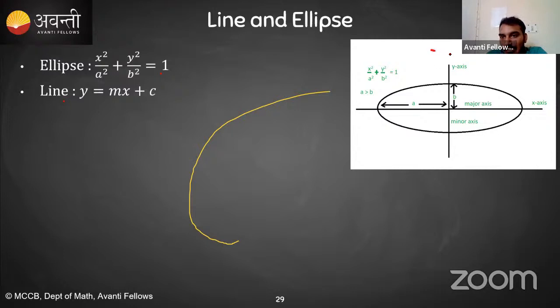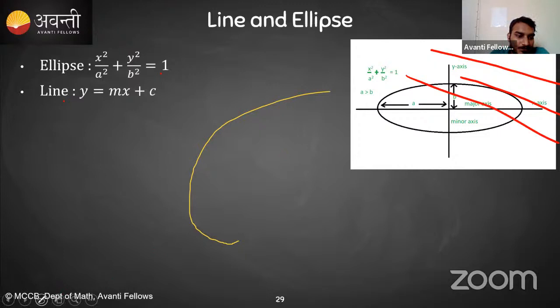Okay, let's say this is one possibility, line is passing outside. Let's say this is another possibility, that line is a tangent, and this is the third possibility, that line is a secant. Is this clear? So there are three possibilities. This is passes outside, and this is tangent, and this is secant. Is this clear?